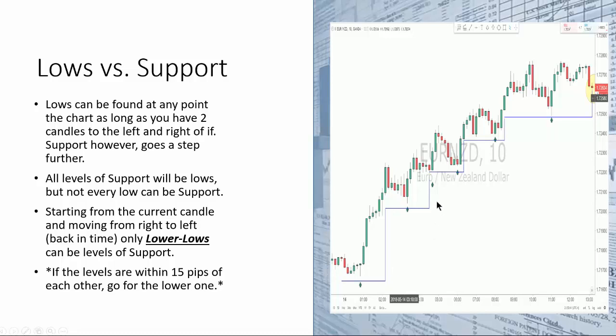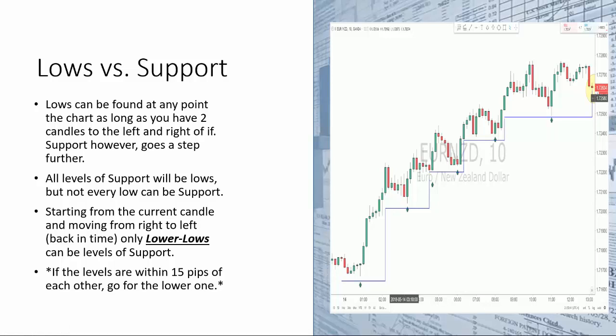Right? Now, right here, I kind of stopped and highlighted this. This is kind of another rule of thumb, a tip of the trade, so to speak. Moving forward, when you go to identify your levels of resistance and support, if you find that you have two levels that are within 15 pips of one another, it's okay to just go for the slightly lower one, right? The reason for that, we're going to talk about resistance as well, but effectively, these are going to be the points that the market is drawn to.